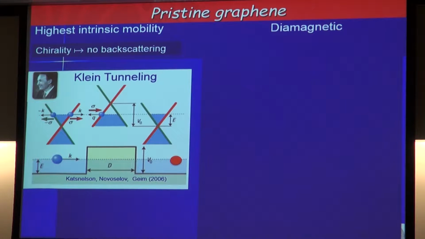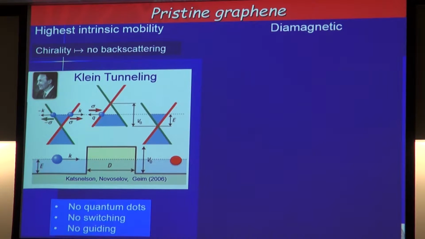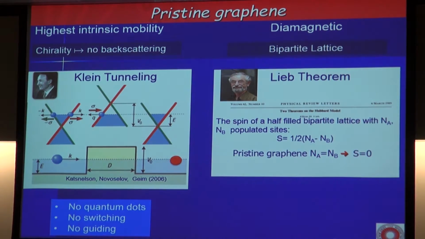And this is very beautiful, but as a result, there are all sorts of things that we cannot do with electrons in graphene. For example, we cannot confine them by electrostatic potential. No quantum dots, no switching, no guiding. So in a sense, this is kind of a nuisance, and we would like sometimes to get rid of this property. The other property is its diamagnetism.